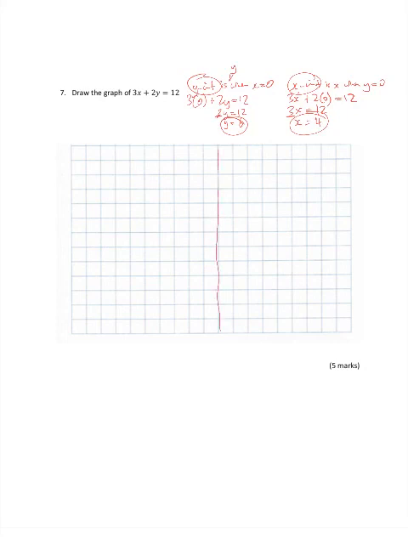Draw the Cartesian plane here. Just like the last question. 1, 2, 3, 4, 5, 6, 7, 8. Negative 1, negative 2, negative 3, negative 4, negative 5, negative 6. 1, 2, 3, 4, 5, 6. So the y-intercept of this line is going to be at y is equal to 6. The x-intercept is going to be when x is equal to 4. So you have 2 points now. You can draw a line through them.